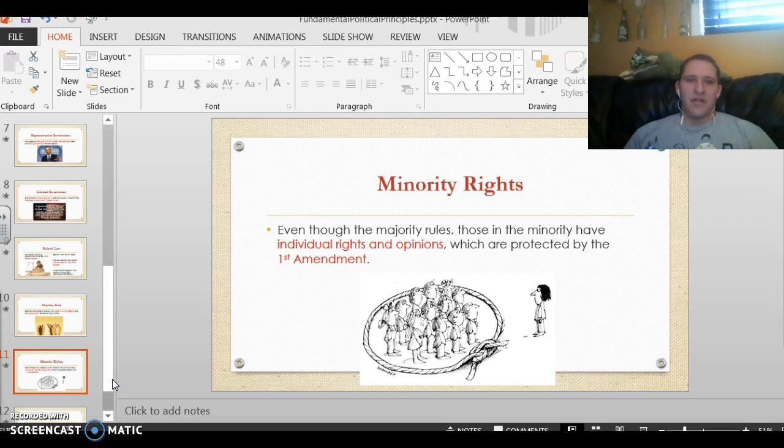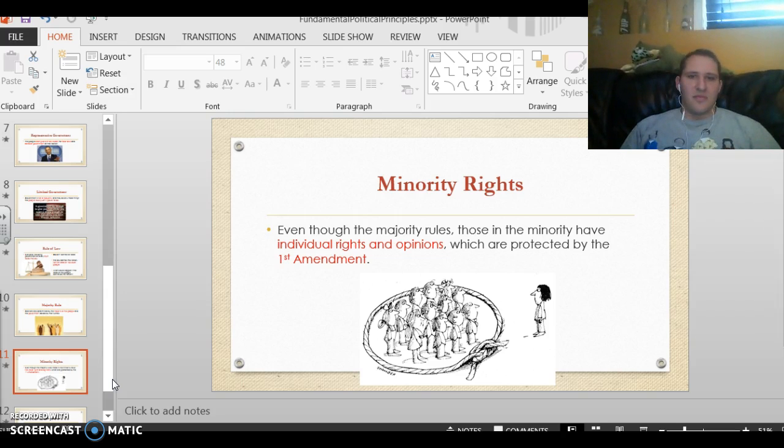And then you have minority rights. Minority rights has nothing to do with race or ethnicity, but the opposite of majority. If you're in the minority, you're in the less than half, and your vote did not win, but your rights and opinions are still protected. So if you want to protest, if you want to petition, if you want to assemble peacefully, if you want to express your opinions, you may do so, even though you did not get what you wanted, or the person that you wanted to represent you did not win, your rights are still protected. And that's the last of the fundamental concepts.